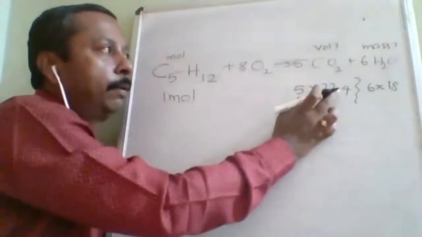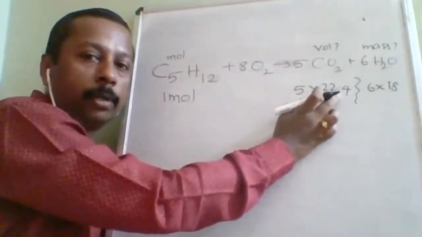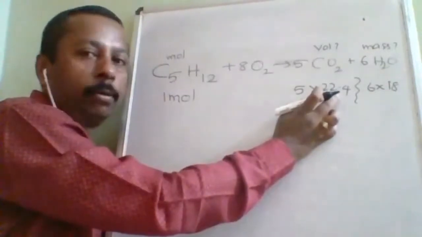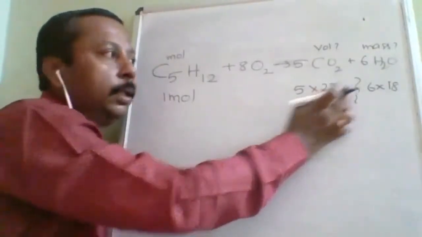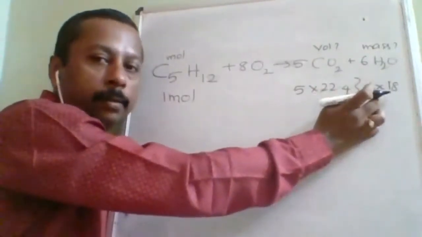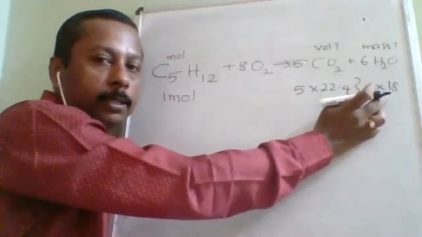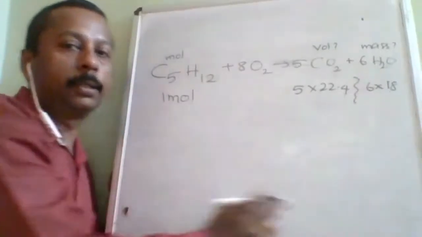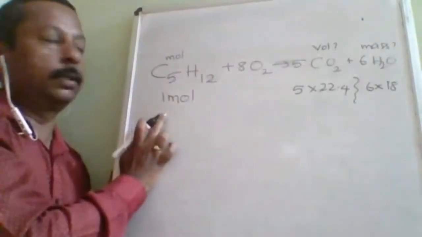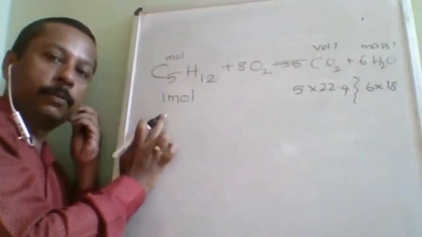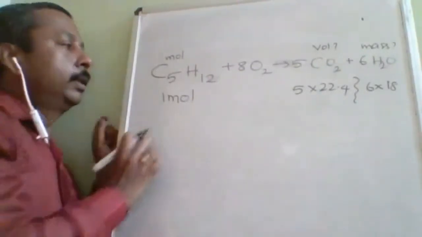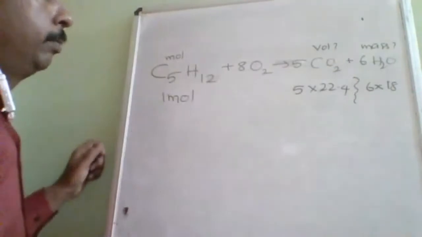Here the requirement of the question in terms of CO2 is volume. Therefore, it is converted into 22.4 liter. Then the requirement of H2O is in terms of mass. Therefore, it is multiplied with the 18 gram molecular mass. Here the information is about number of moles. Therefore, 1 into directly it is written. So this is 1 mole and 5 into 22.4 liter.